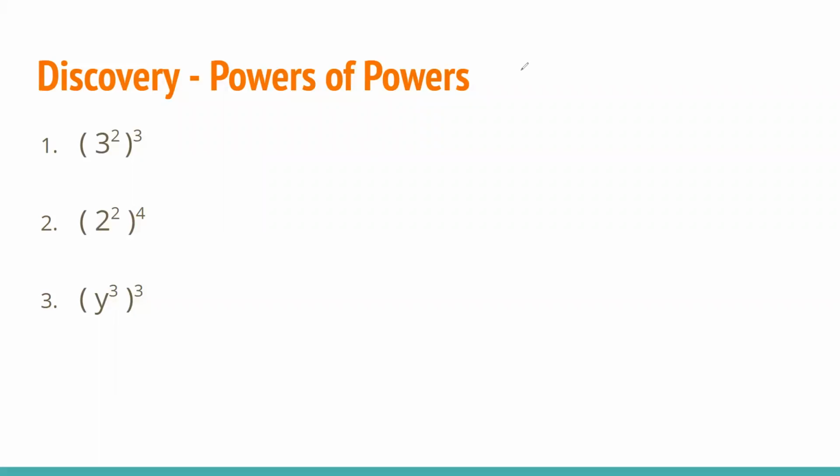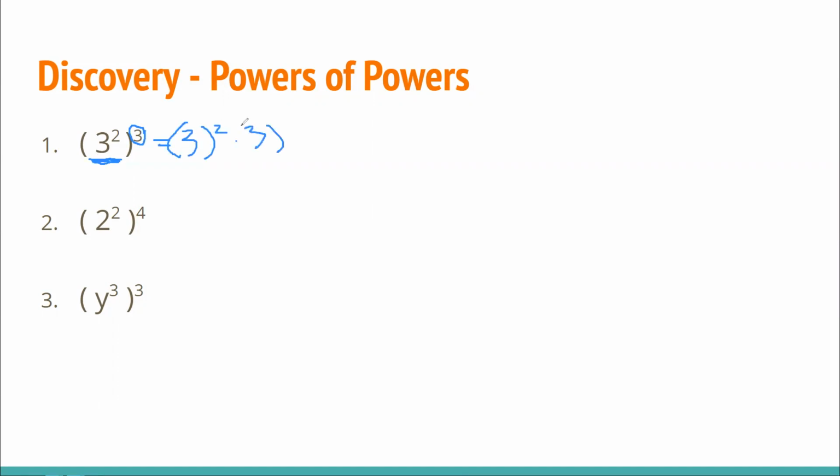So if we're looking at that first one, we've got 3 to the 2nd to the 3rd. This one looks a little bit confusing, but what we're going to do is think about this as our base, because our base is everything inside of our parentheses, and then this is our exponent. So when I expand this out, I get 3 to the 2nd times 3 to the 2nd times 3 to the 2nd. So we're writing it out 3 times because our exponent is a 3.